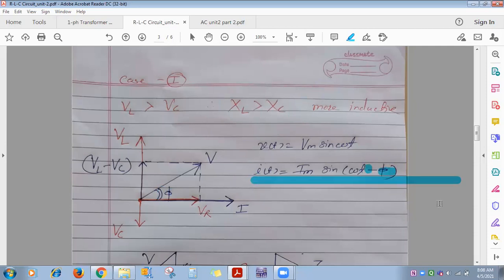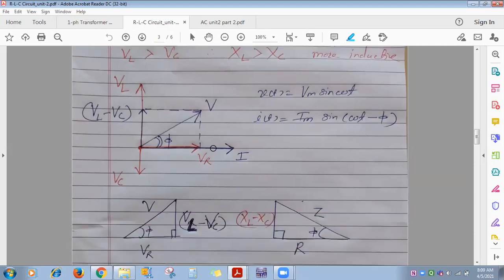Okay, so current is lagging, that's why minus sign and by an angle phi. That's why the instantaneous current equation is i of t equals Im sine of omega t minus phi, in ampere. Okay, the unit is ampere. Now from this you can draw the voltage triangle. See this one: along this V, along this VR, and along the positive imaginary axis it will be VL minus VC, this component, isn't it?